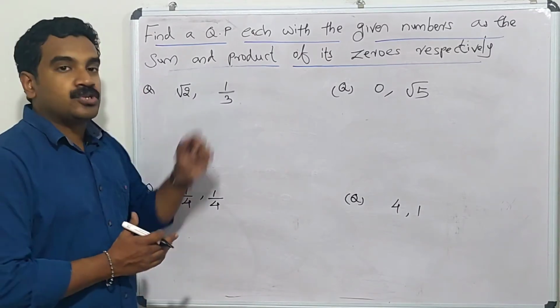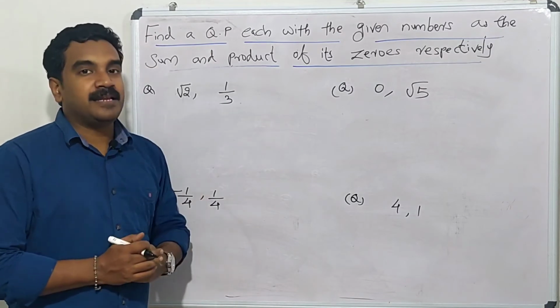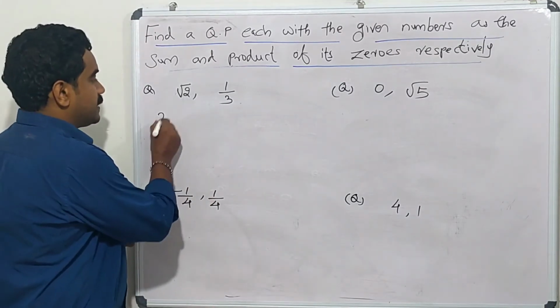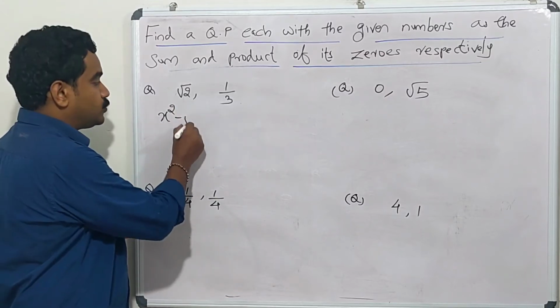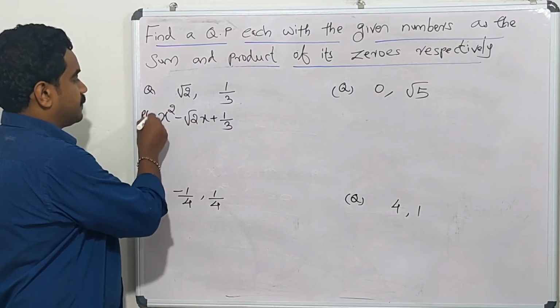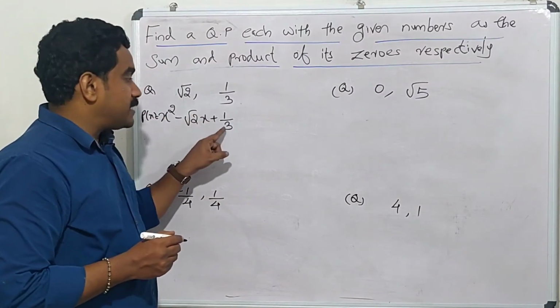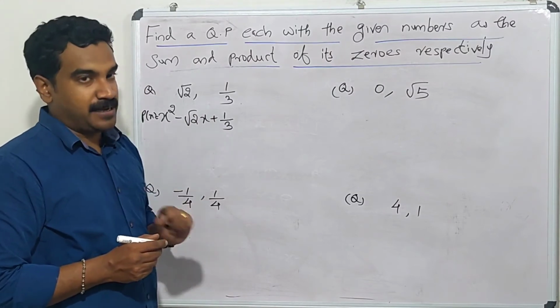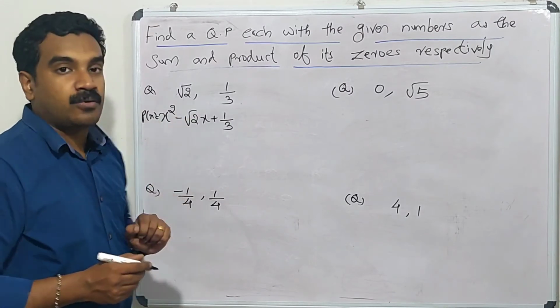Next question is root 2 and 1 by 3. What is root 2? Sum of the zeros. 1 by 3 is product of the zeros. So the answer is x square minus sum of the zeros. What is sum? Root 2. Root 2x plus product. This is the p of x. Here you can stop here or you can write what is the fraction here? Fraction is 1 by 3. What is the denominator? Denominator is 3. So multiply throughout with 3.